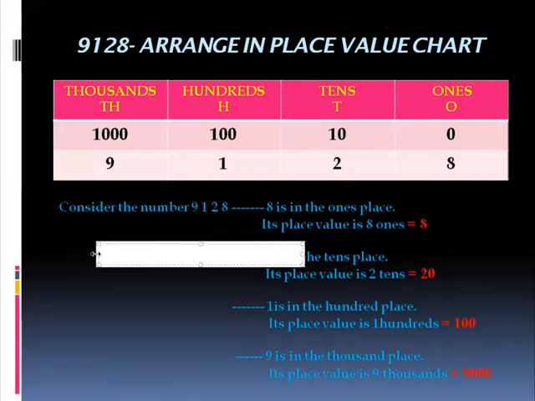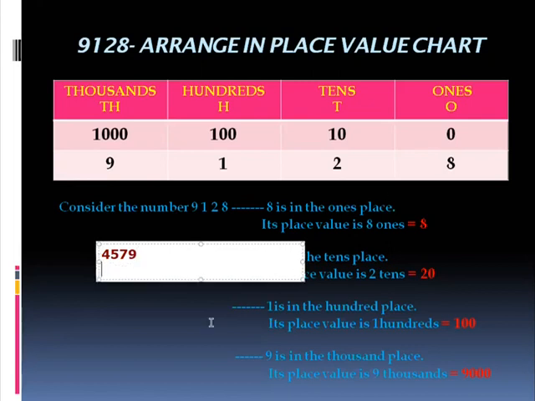Okay, here we'll take another example: 4, 5, 7, 9. How can we read this number now? 4,579. 9 is in which place? Ones place. So the place value of 9 is 9 only. Right? 9 is in which place? Ones place. So the place value of 9 is 9.